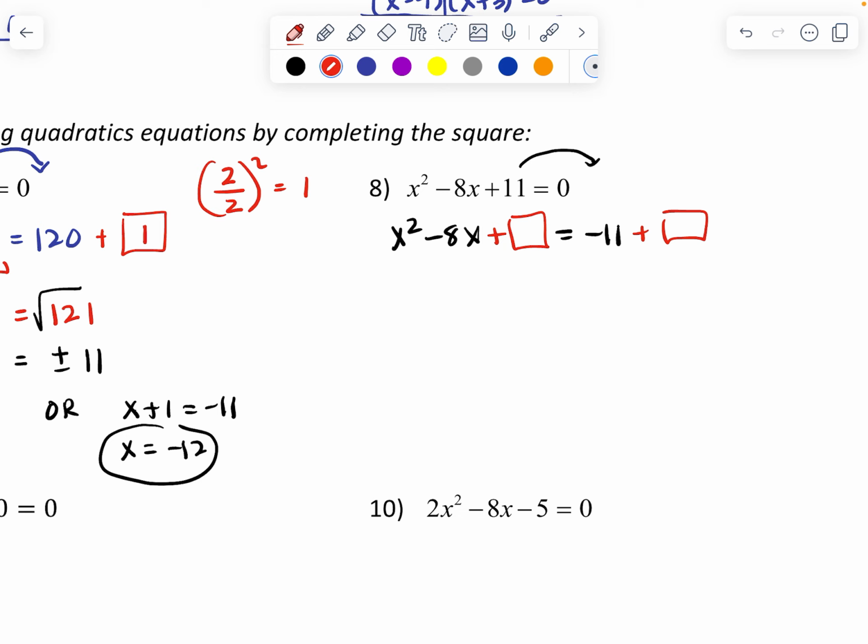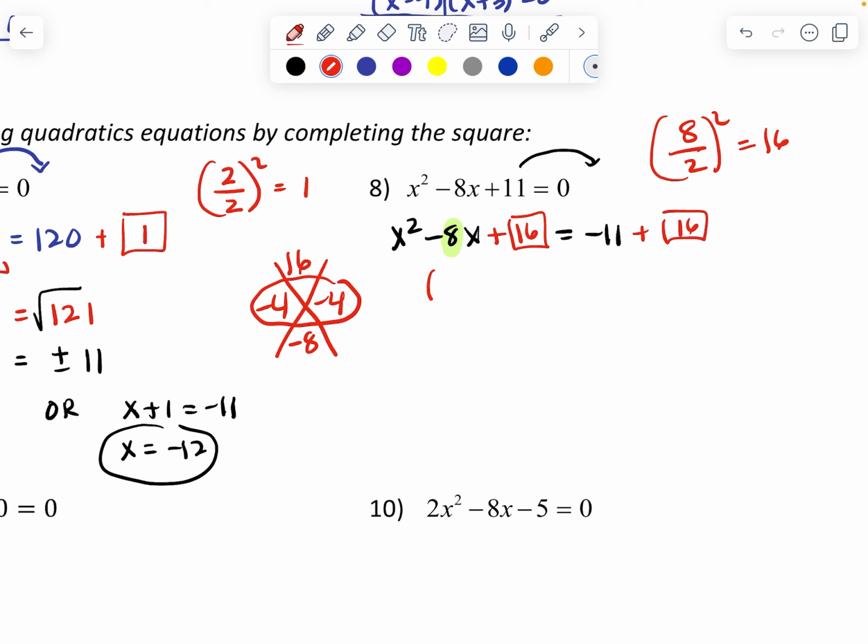Okay? And again, I'm going to look at that middle term. I'm going to take half of it, divide it by 2, and square it. So 8 divided by 2 is 4. 4 squared is 16. So I'm adding 16 to both sides. And then on the left-hand side, if I do a big X here, I need two numbers that multiply to give me 16 and add to make negative 8. That would be negative 4 and negative 4. Again, if these are the same, you probably did it right. And then this factors to x minus 4 times x minus 4, or x minus 4 squared.